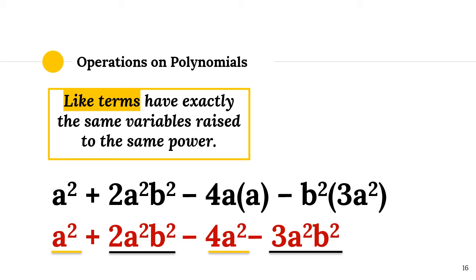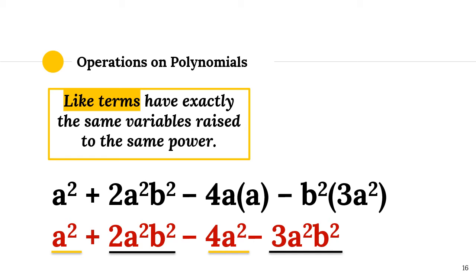Observing, you would know that the first term and the third term have only a as a variable, regardless of the coefficient. We're not looking at the coefficient when we decide for like terms. So the first term and the third term have a as a variable. And second, notice that a is raised to the second power on the first term and the second power on the third term. Same variable, same exponent. Thus, the first and the third are like terms.